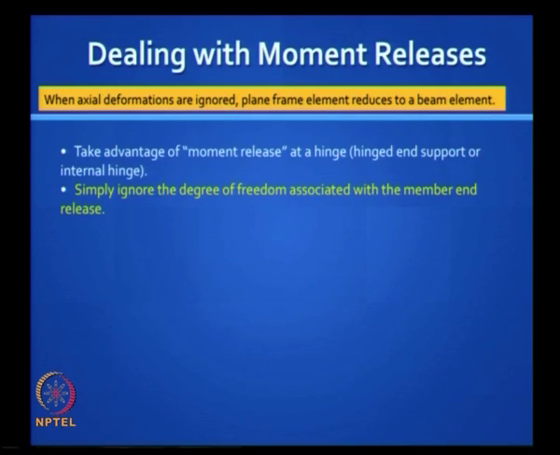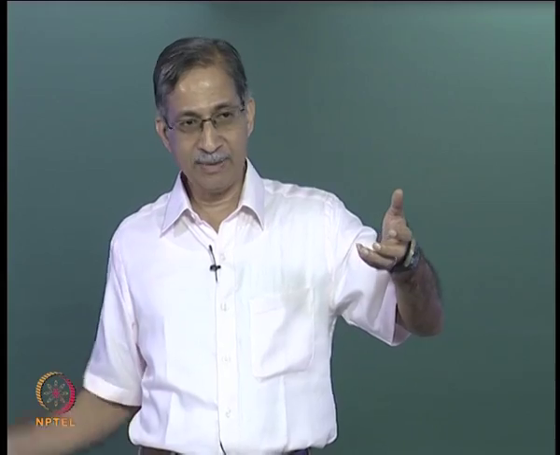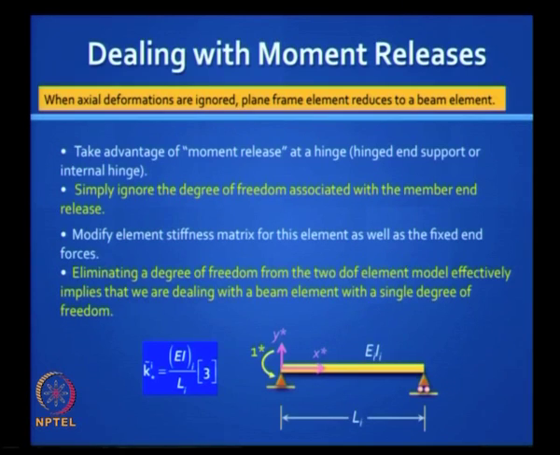Next topic, how do you deal with moment releases? Okay, when axial deformations are ignored, the plane frame element reduces to a beam element. So we can take advantage of moment release at a hinged end or support or internal hinge. We do what we did for the beam. That means you ignore the degree of freedom associated with it and modify the element stiffness. 4EI/L becomes 3EI/L, and you have only 1 degree of freedom. If the other end is hinged, if it's a guided fix, you know it's going to be EI/L. So we will do this. This is what we have done earlier. Let's demonstrate.